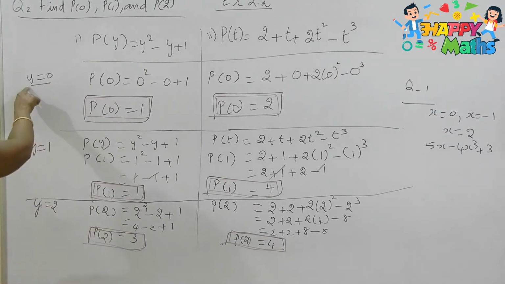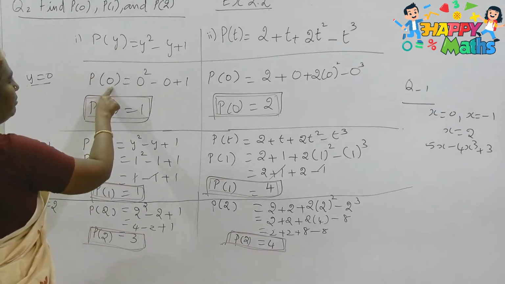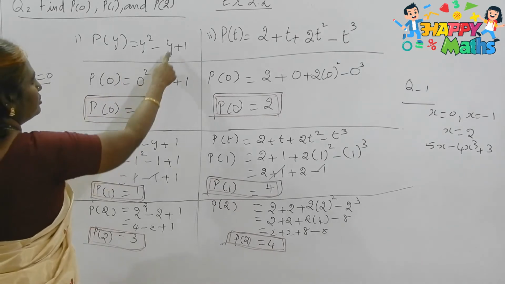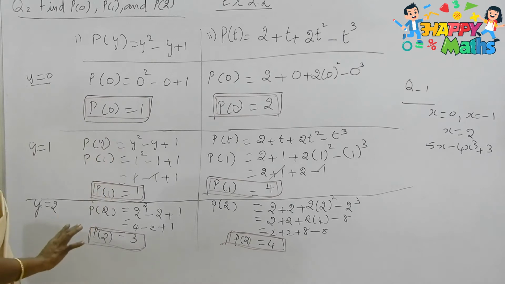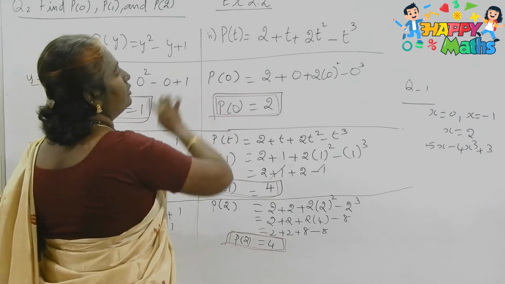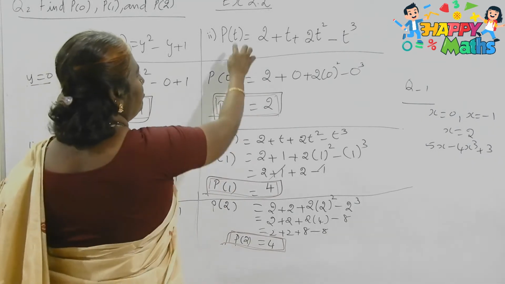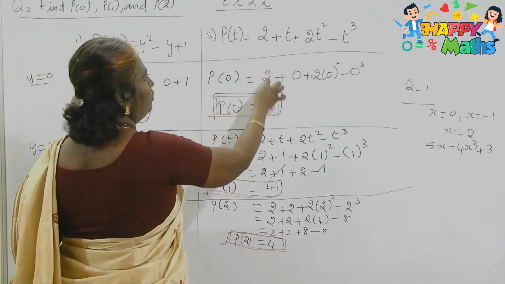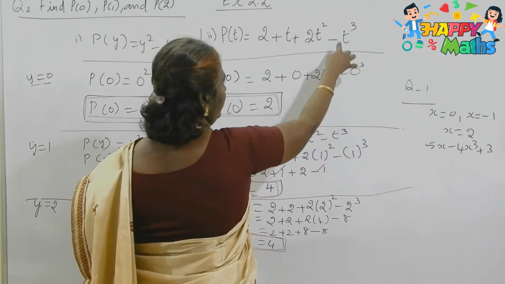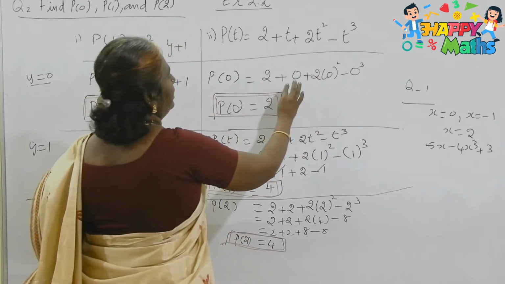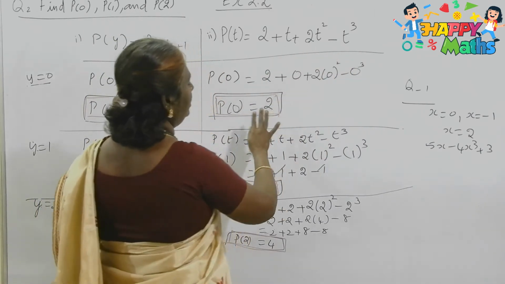Okay, so if y is equal to 0, in the place of y I am replacing 0. So y square minus y plus 1 is 0 square minus 0 plus 1. So we have got p of 0 is equal to 1. The same way here, t is equal to 0 we have to take. So in the place of t, 0: 2 plus 2 into 0 square minus 0 cube. Then these things become 0, so only 2.